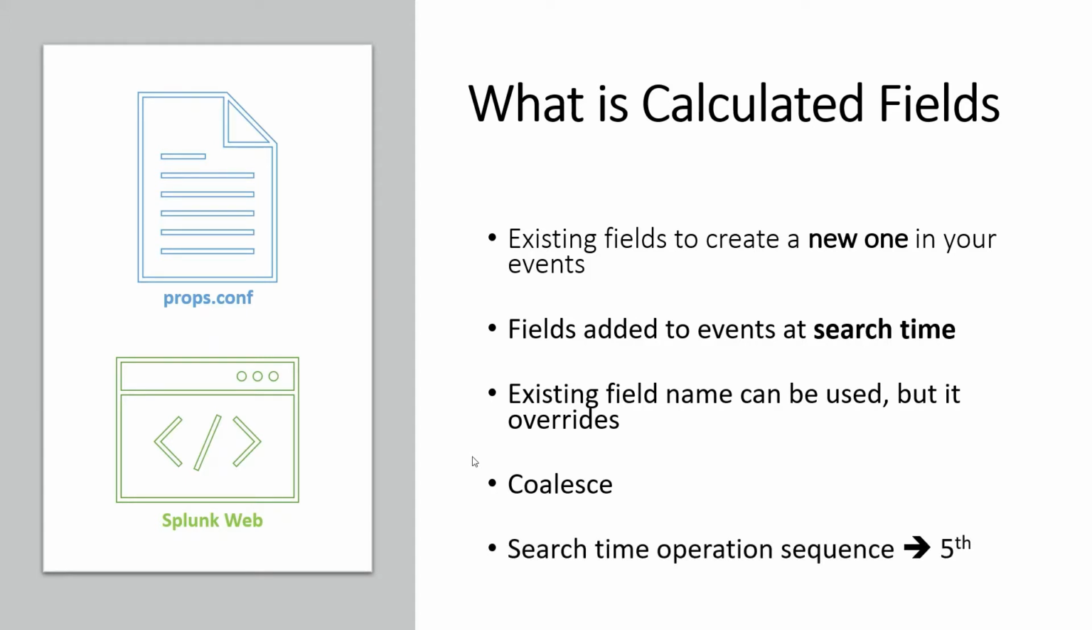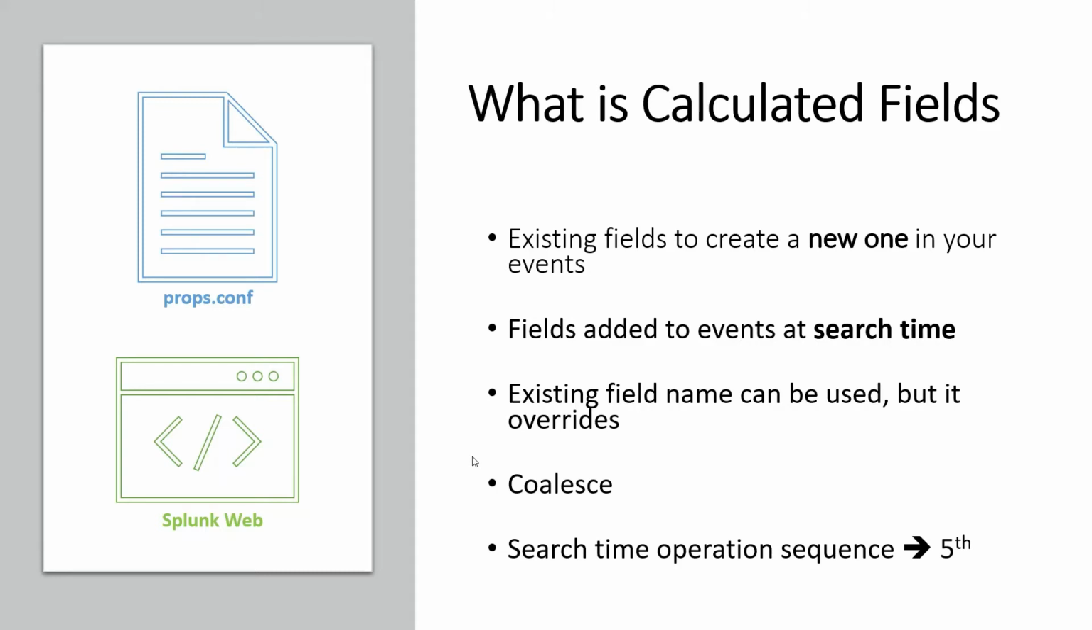Every time we write a search query in Splunk, there is a certain sequence in which these commands get executed. When we use the eval expression to create the calculated field, its order is fifth. For example, it will execute after the field aliases and before the lookup operations.